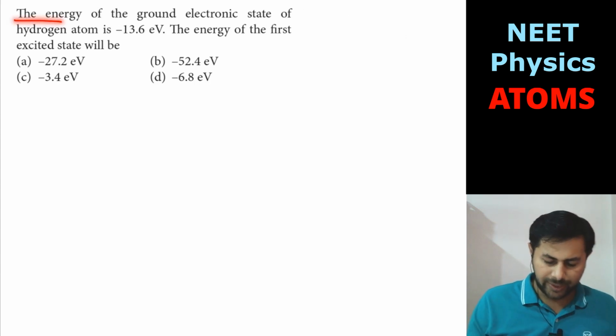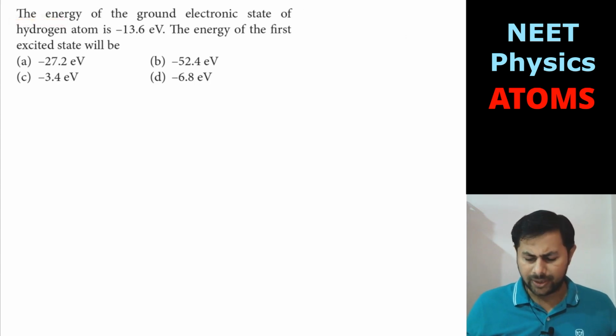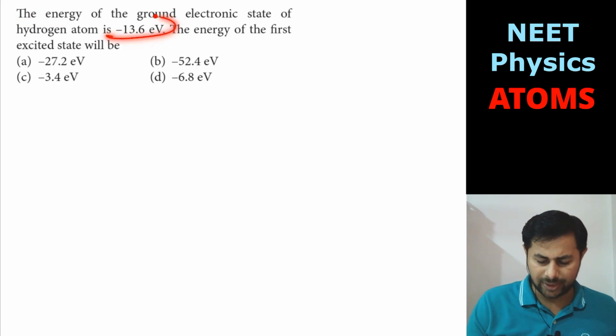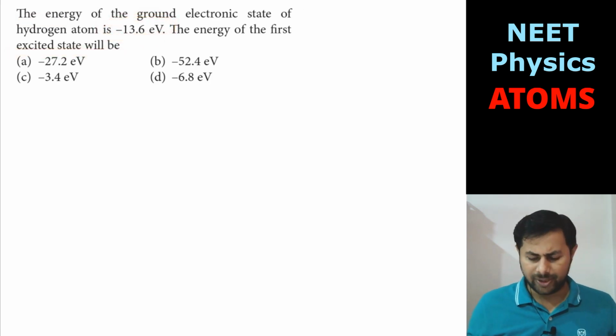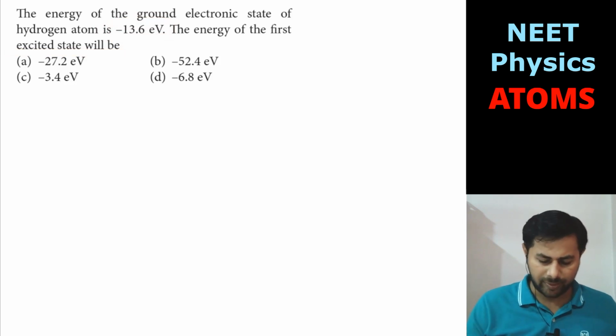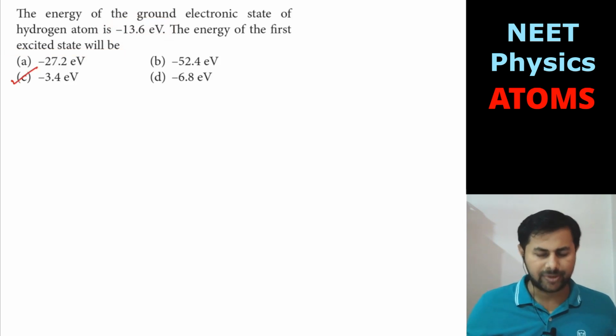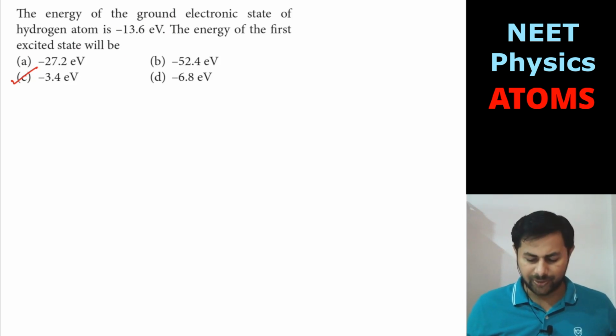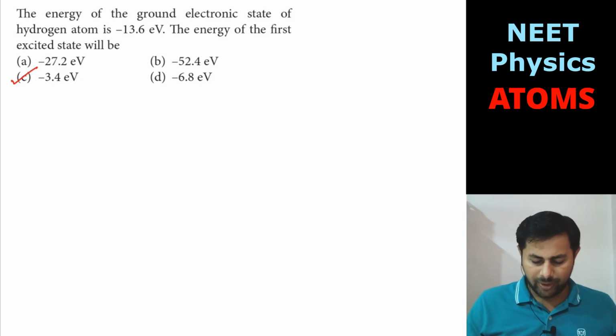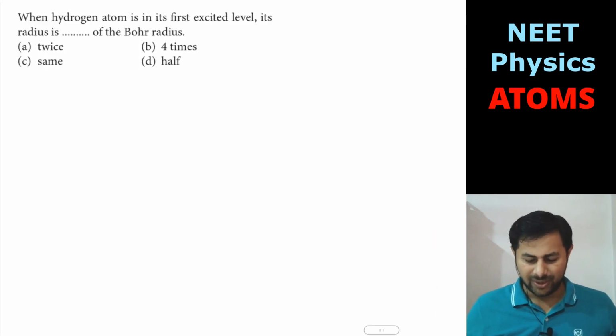All right, so the energy of the ground state of hydrogen atom is minus 13.6 electron volts. The energy of the first excited state will be, this thing you need to remember. First excited state means the second state, so the energy is minus 3.4 electron volts. If you remember this, then some questions will have direct answers. Within a fraction of a second you can click the answer. Okay, let's see next one.